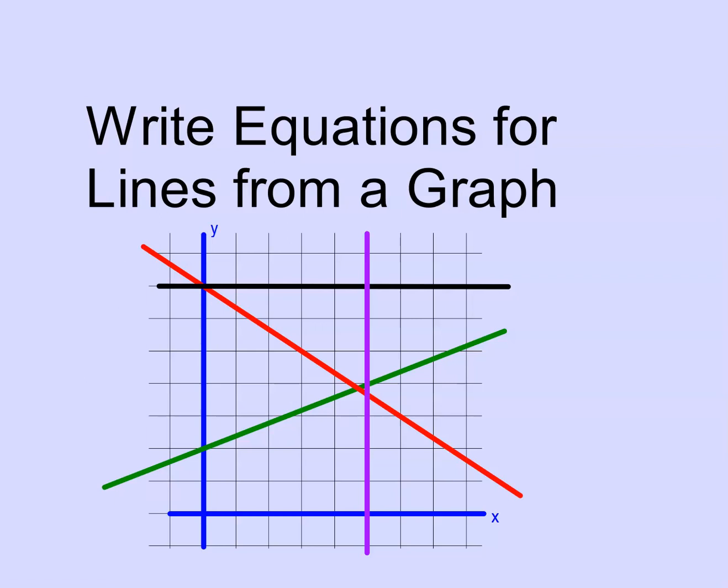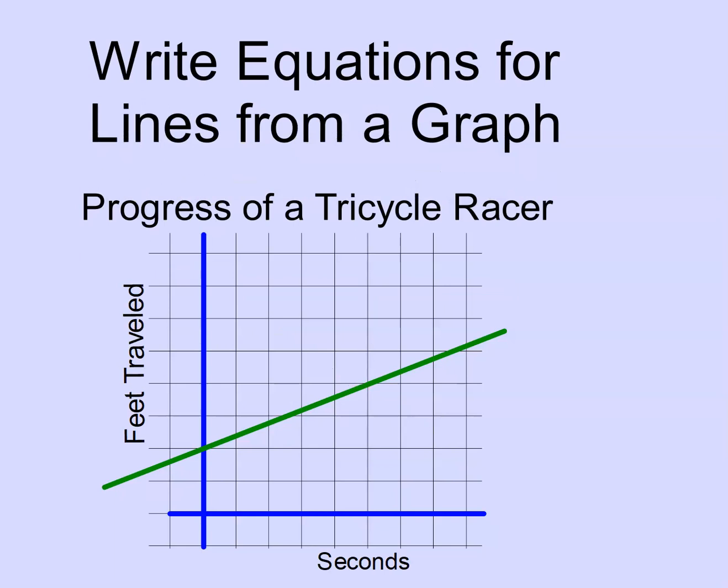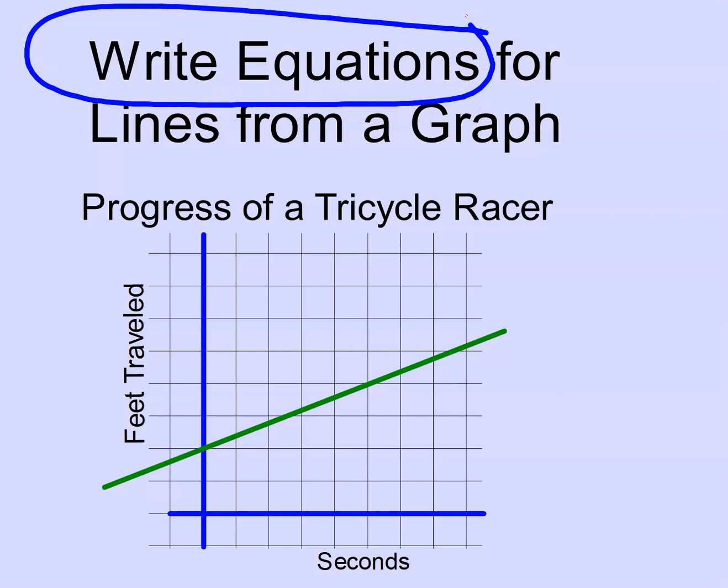So I like to at least look at stuff and say, maybe somebody gave you a graph of a tricycle racer going across here, and you can see the number of feet they've gone every second. And they ask, can you tell me how far they will have traveled after any number of seconds? They're basically looking for some kind of recipe, some kind of pattern, to be able to say, in 12 seconds they will have traveled this far, or in 90 seconds they will have traveled this far. And what you're doing when you do that is writing an equation, writing a pattern, and this happens to be for a line.